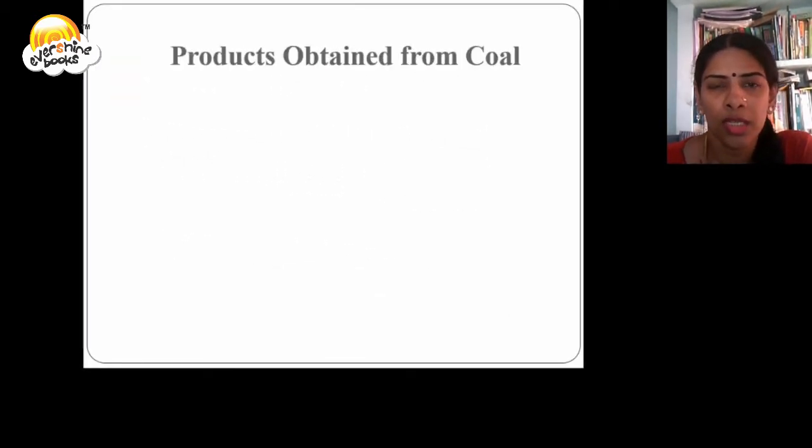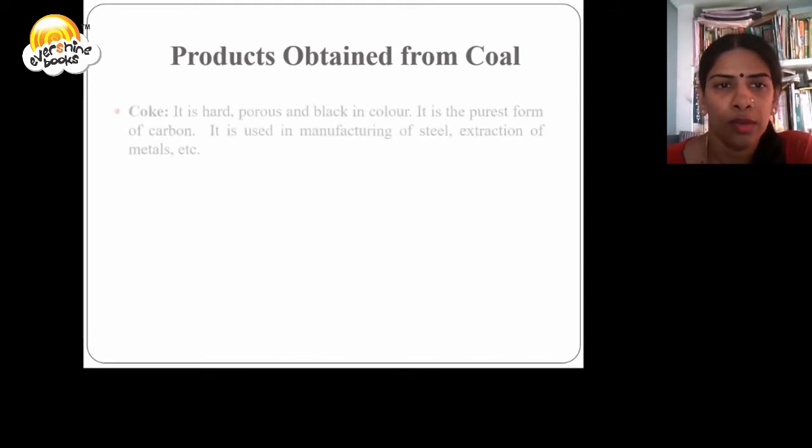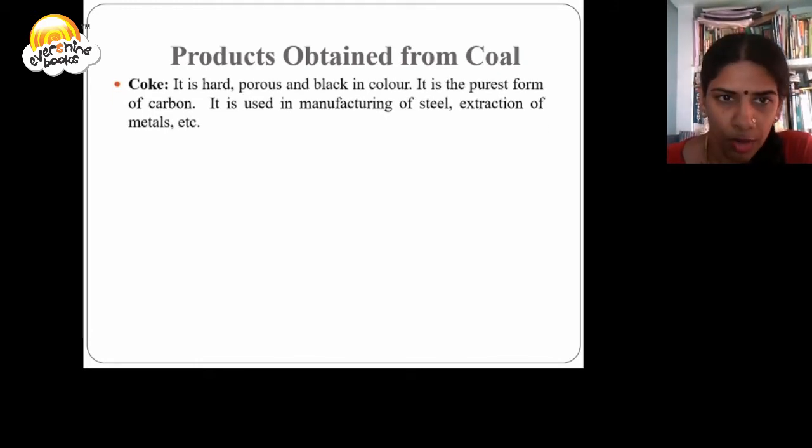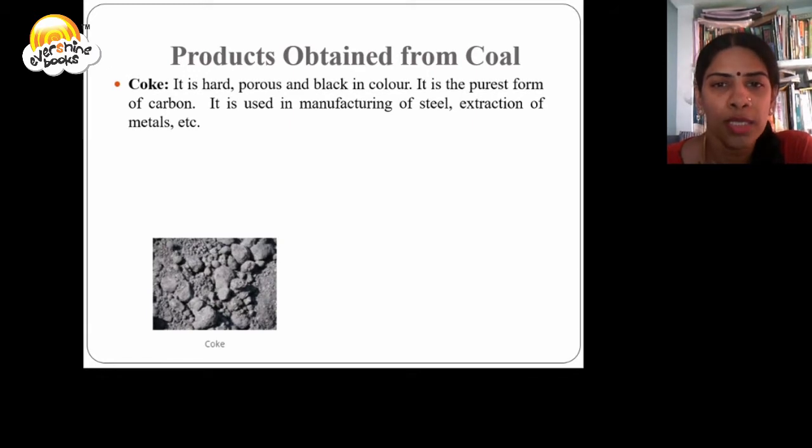Let us now discuss the products obtained from coal. We get coke. Coke is hard, porous, and black in color. It is the purest form of carbon. It is used in manufacturing steel, extraction of metals, etc.